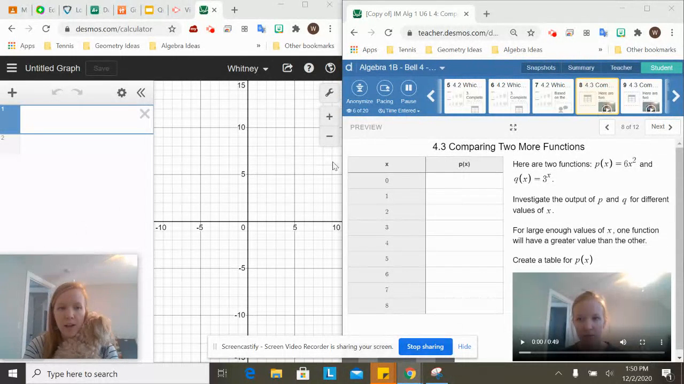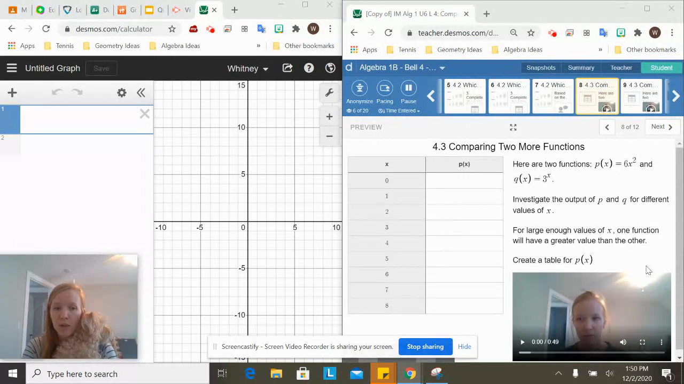Okay, so what I have here, I've got two screens, essentially doing split screen. If you don't do this while you're going through the Desmos notes, I would highly recommend that you split screen it. So I've got my Desmos notes over here on the right, and I've got a Desmos graphing calculator over here on the left. You can always find the graphing calculator through your Clever homepage, or you can just Google Desmos graphing calculator.